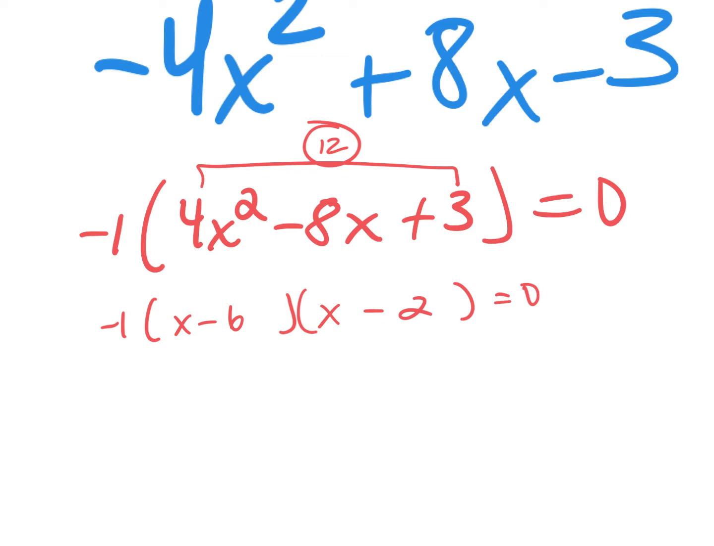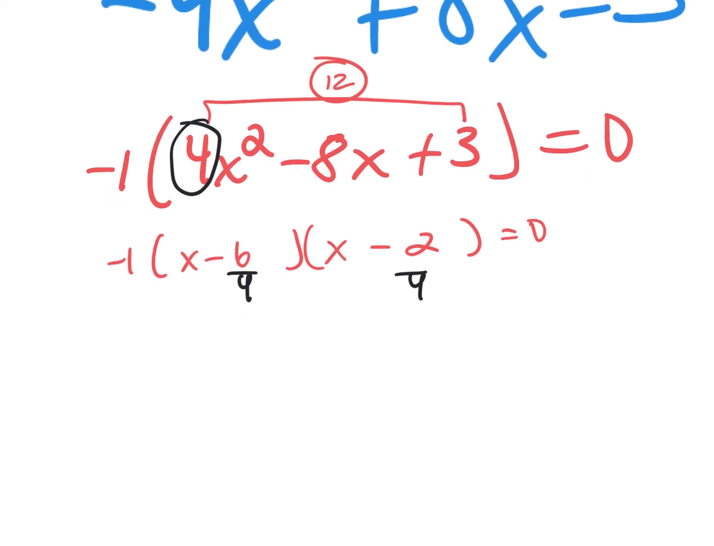So, now what do I do? Why do I divide everything by 4? Good. Because your A term is not 1. Perfect. Does 4 go into 6 or 2 evenly? No, but can I simplify a little bit? Yes. This becomes x minus 3 over 2. And this becomes x minus 1/2, yeah?